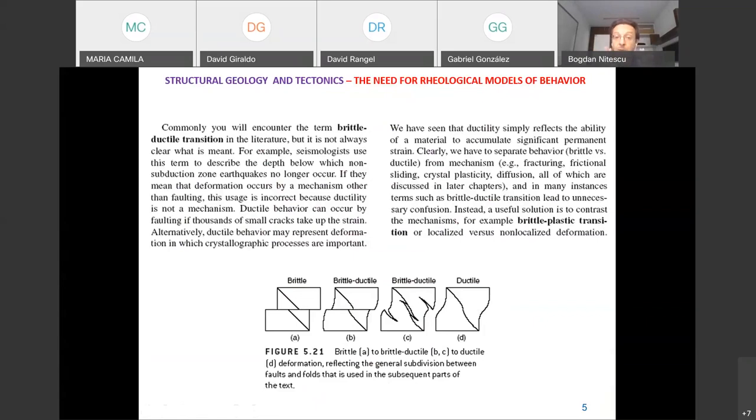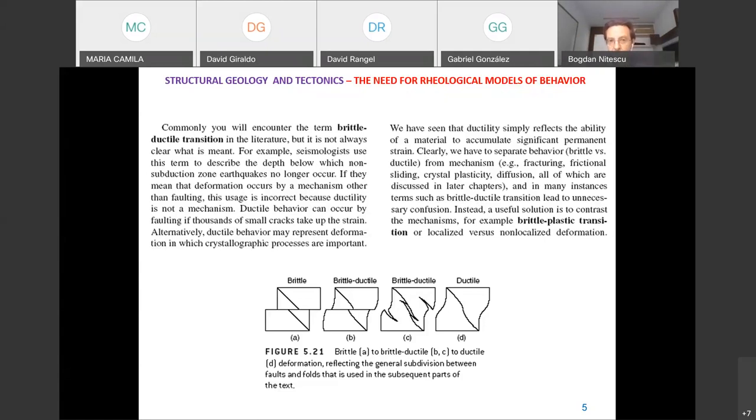So here is the problem. The word ductile refers to the situation when you look at a rock, you go to an outcrop, and you see that the deformation is distributed. So there was deformation in the rock, but you cannot see any discontinuity. So it seems that it's continuous. And then I say it is ductile behavior.